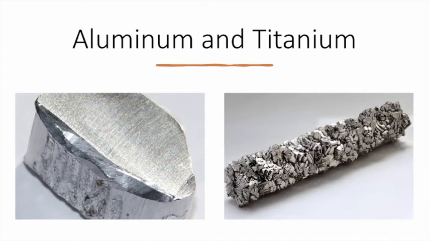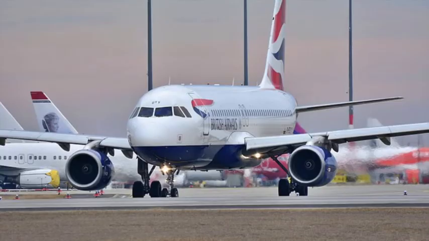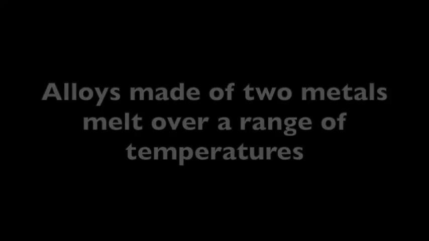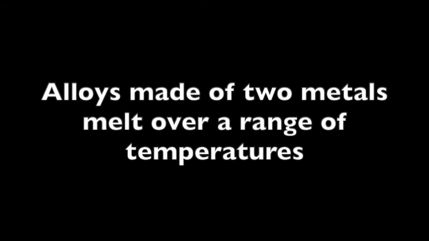Since aluminum and titanium are very light, they can be used to reduce the mass of metals they form alloys with. This is very useful when it comes to building airplanes or trying to get better gas mileage. Alloys that are made of two metals have no single melting point. They melt over a range of temperatures. This can be very useful in industry.